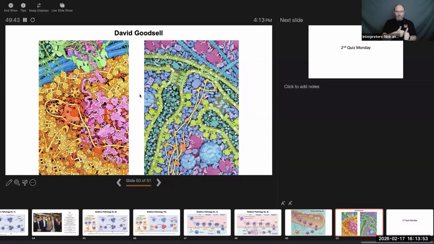Like on the left-hand side, this yellow strand, this yellow thing looks like a rope. That's actually DNA. Why is that yellow? Let's see if I can identify something else in here. I'm having a hard time telling what's what. Let me look at this other one. I know more of what's going on here.